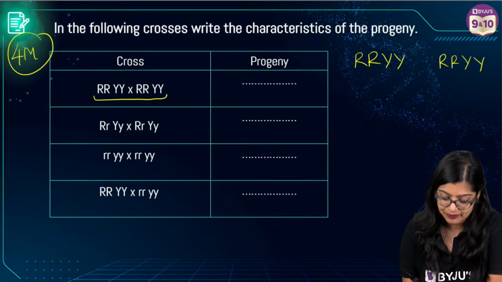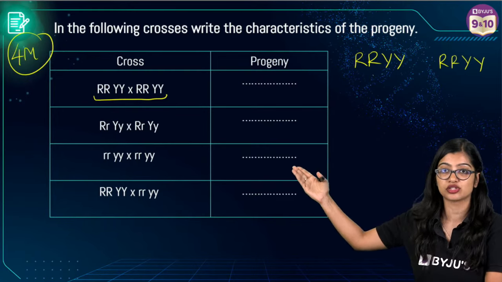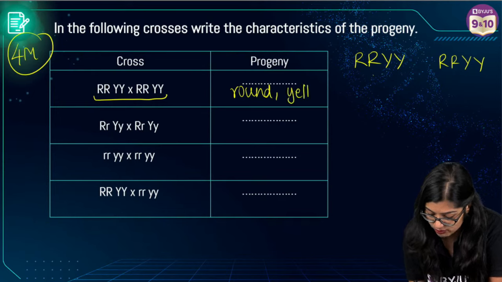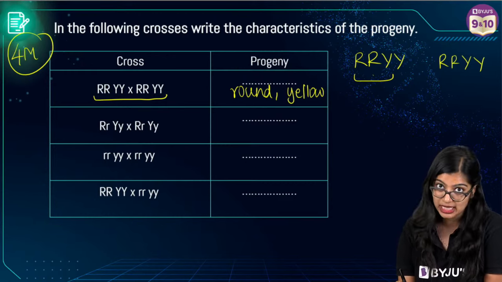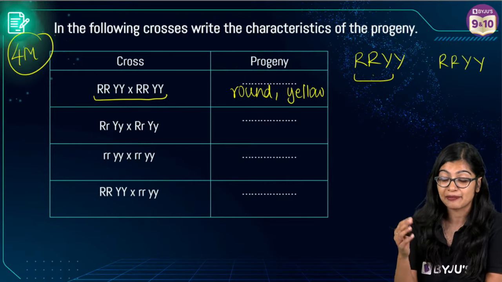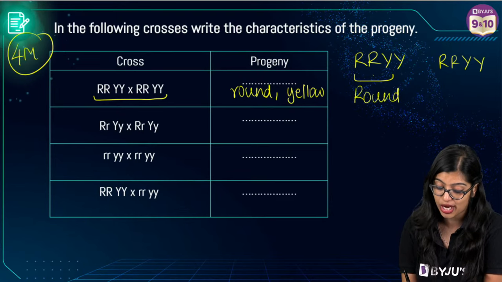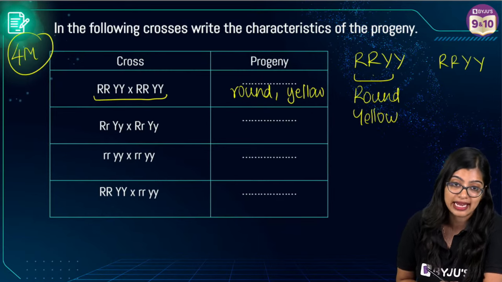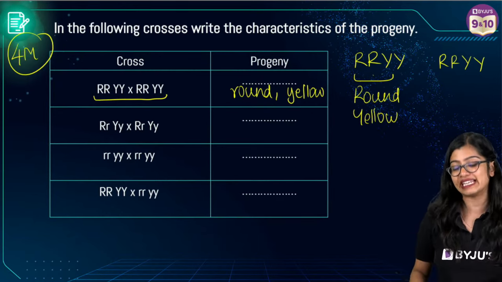Progeny is offspring. In this case, both are homozygous, with the same genetic constitution, so this will be round and yellow. Because both are capital R, capital Y, capital Y, that means we are talking about dominant traits, and we know that round seed shape and yellow seed color are dominant. So you need to write that. Very important.